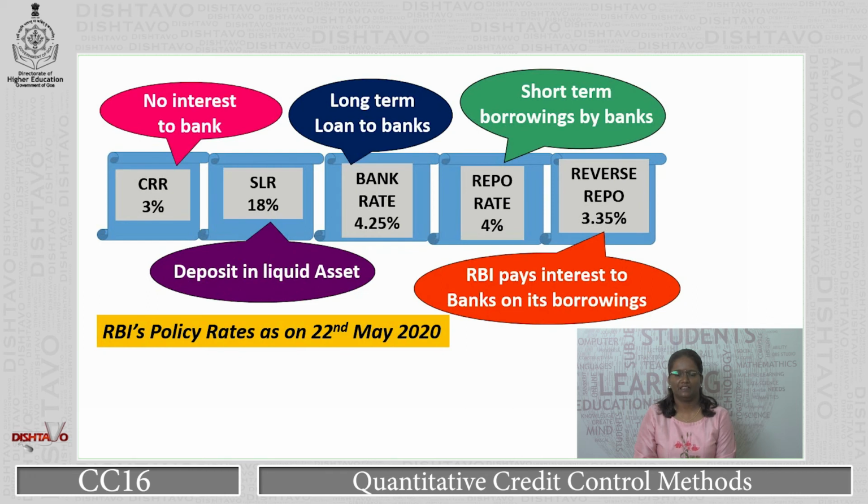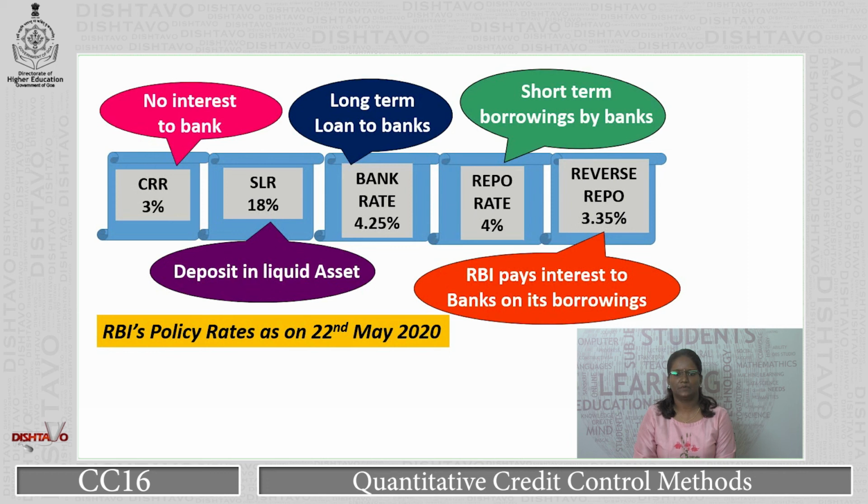At the last, let us summarize all these concepts based on the current RBI's policy rates as on 22nd May 2020. The first is CRR, which is currently 3%. On this, commercial banks do not get any interest. This compulsorily needs to be deposited with RBI in cash. The second concept is SLR. It needs to be kept with themselves in liquid assets and it is 18%.